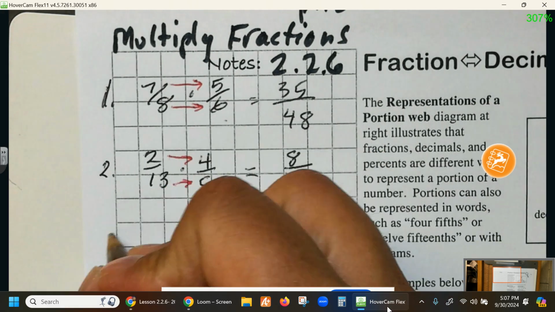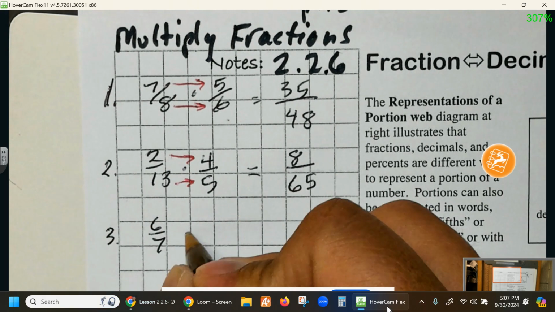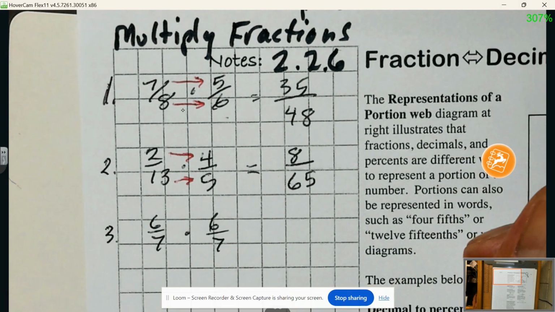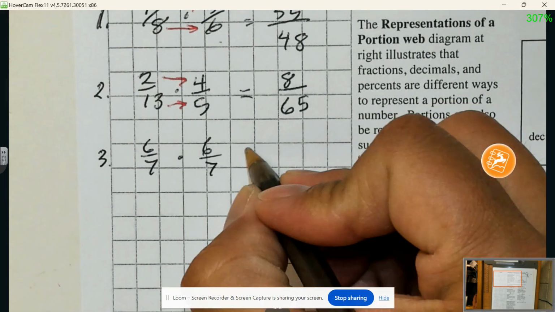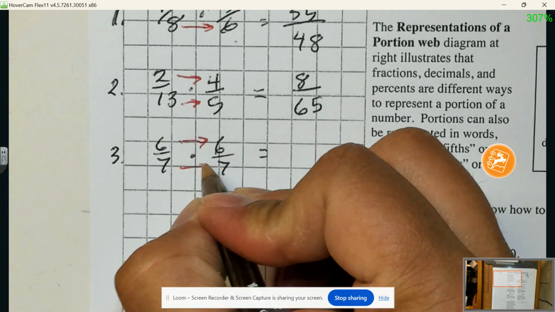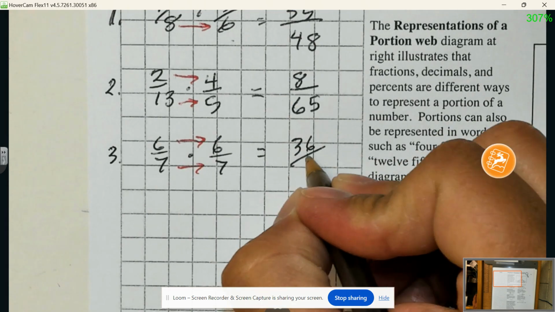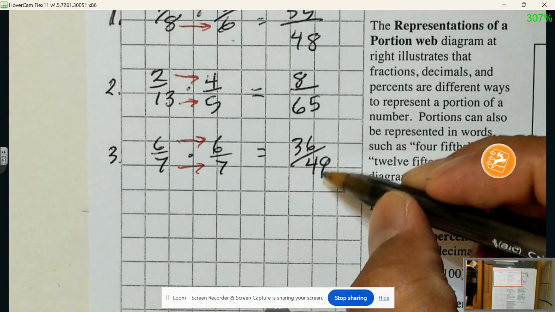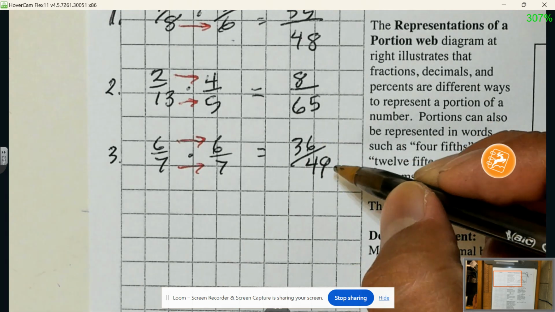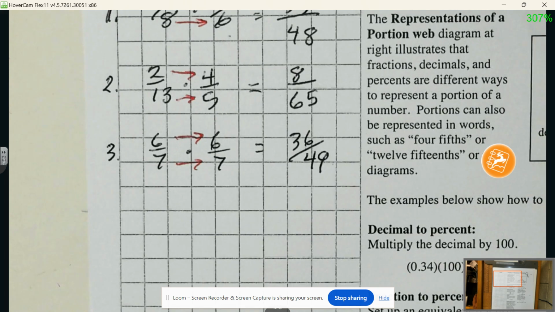All right, so the next one, problem number 3, we have 6/7 times 6/7. And going straight across, 6 times 6, 7 times 7 gives us 36/49. Again, no common factors. Factors of 49 would be 1 and 7 and 49, which doesn't help us a lot.